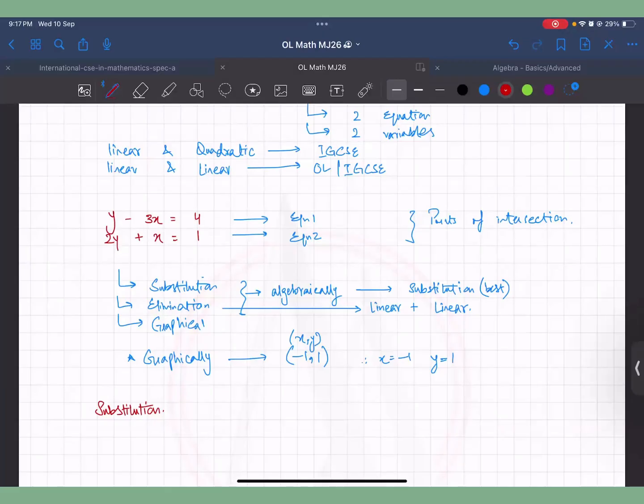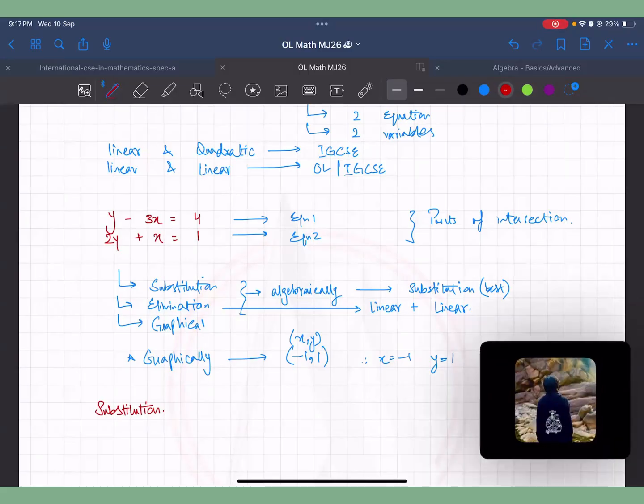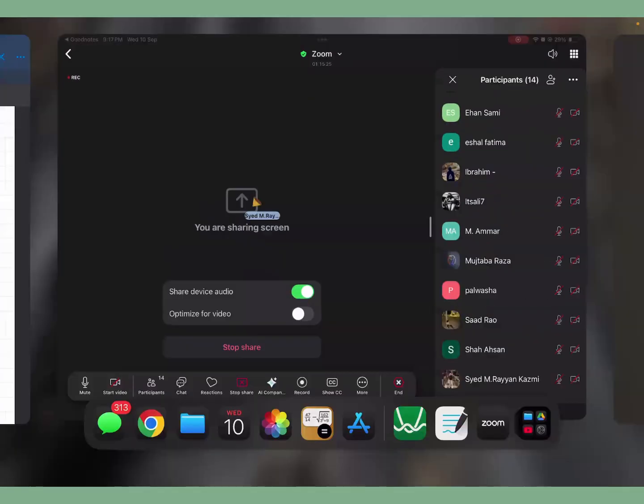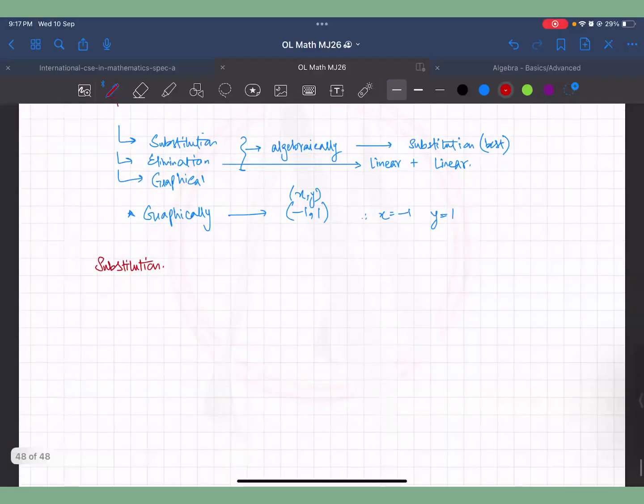This is the solution, and now we are trying to get the same solution using the substitution method as well as the elimination method. Let's see if we get the same solution. We should get it. So what happens in the substitution method?